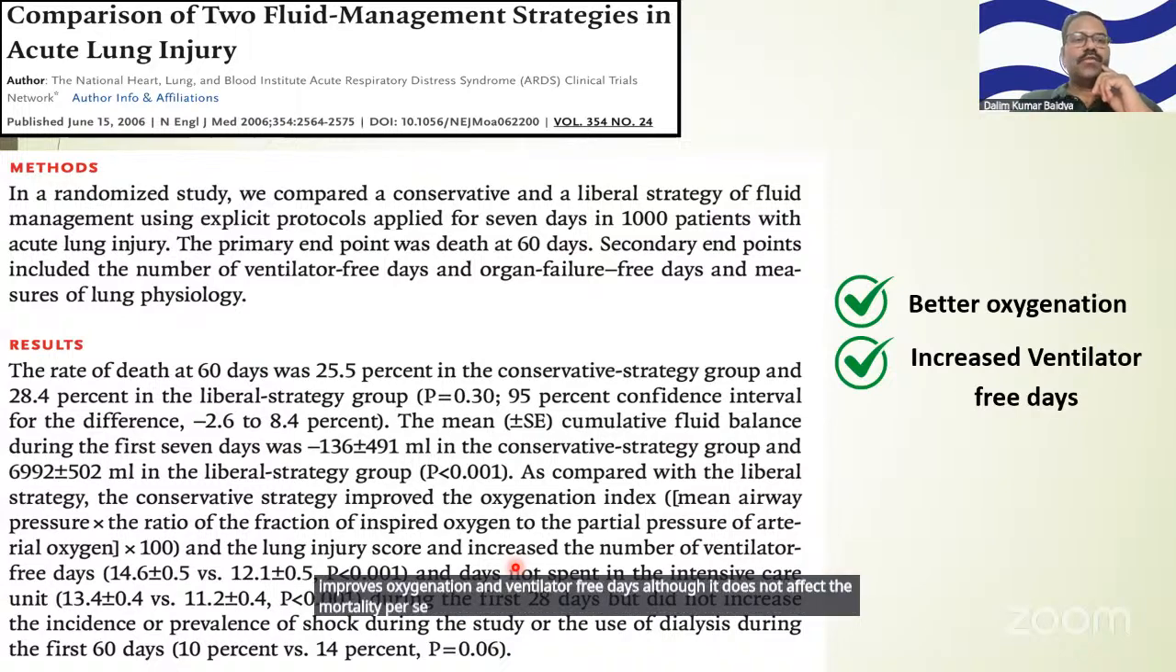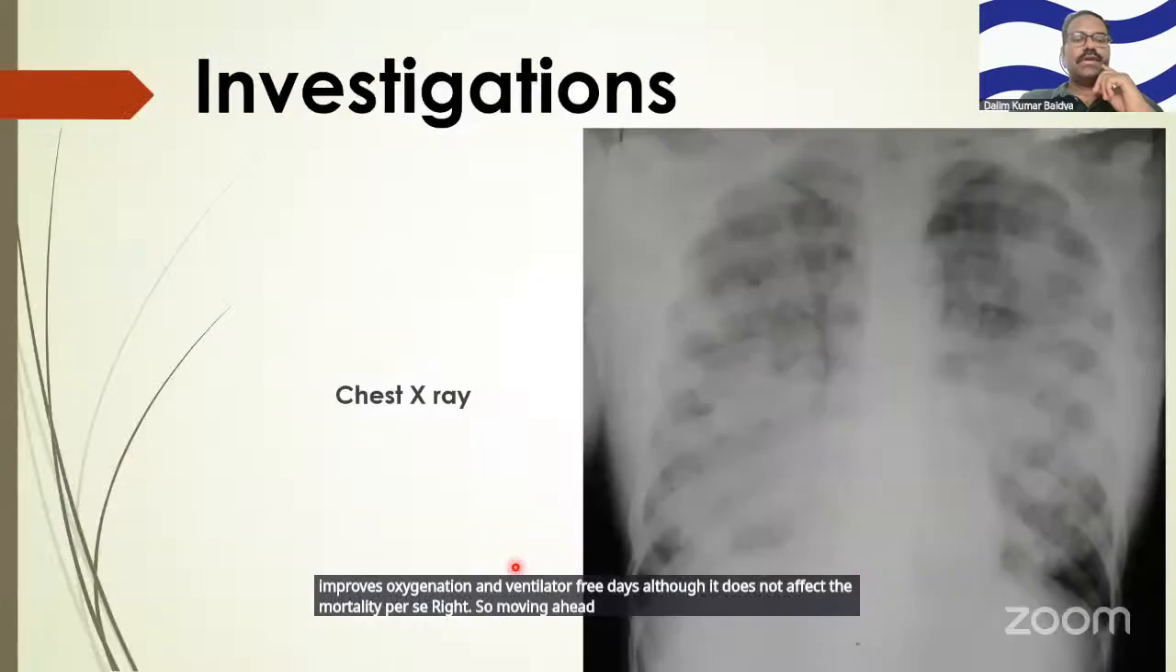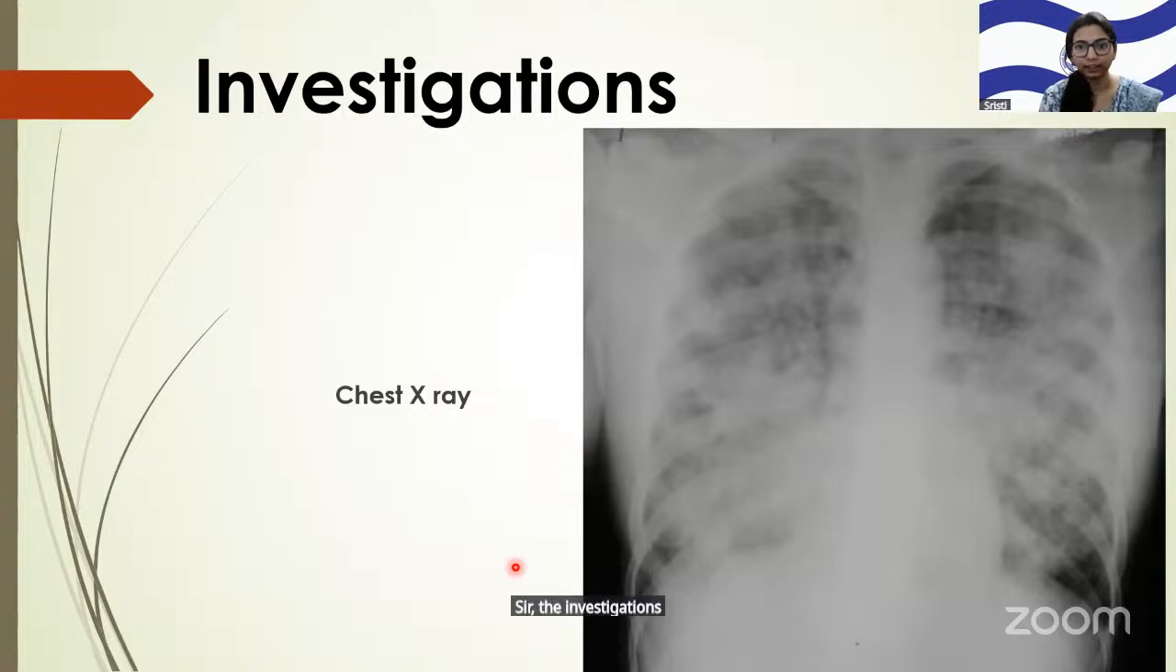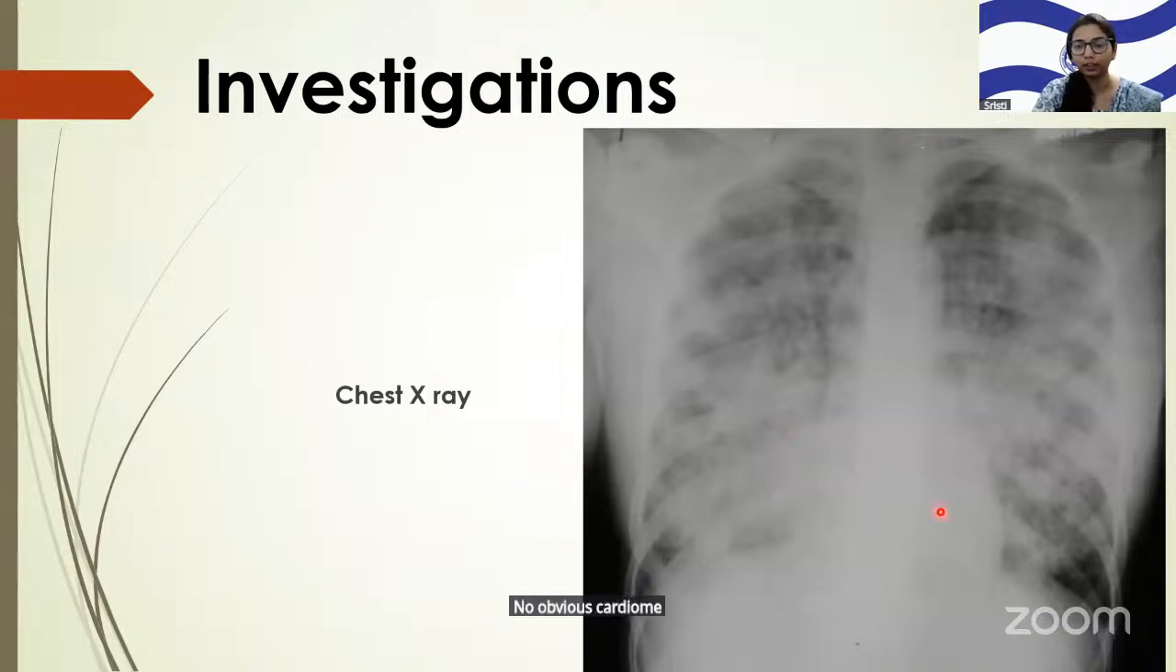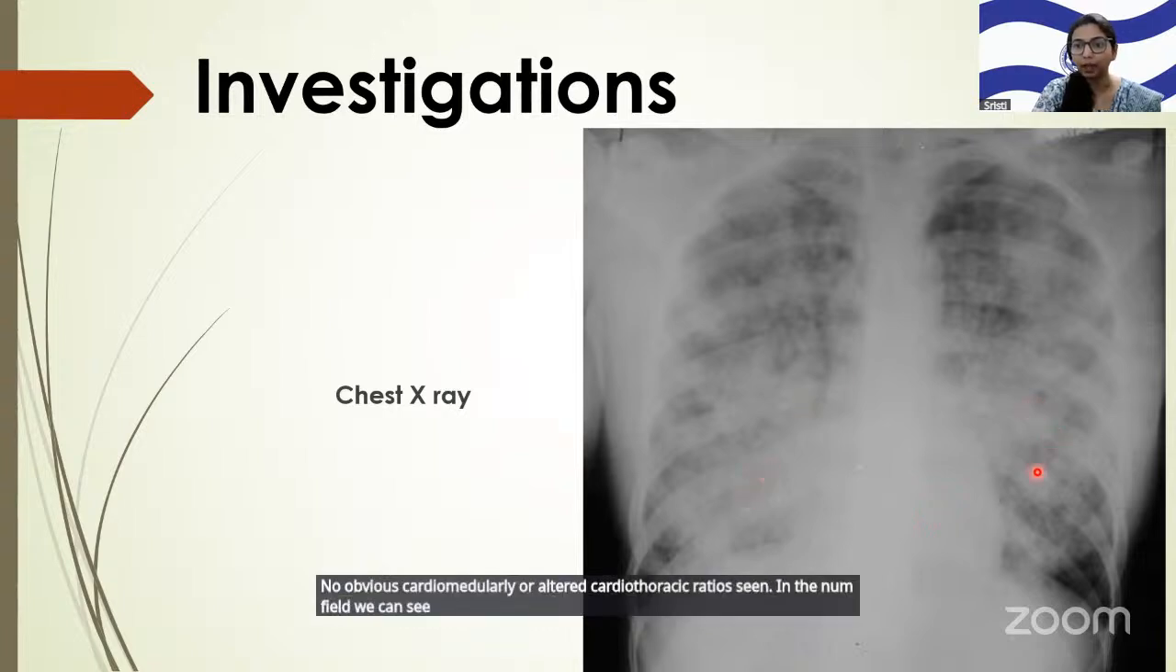Right. So moving ahead, what happens to the patient, Srishti? So for the investigations, we ordered a chest X-ray. Here we can see this is an AP view of chest X-ray, which is well centralized. Trachea is in central position with adequate exposure and no obvious bony or soft tissue abnormality seen. No obvious cardiomegaly or altered cardiothoracic ratio seen. In the lung fields, we can see bilateral patchy parenchymal infiltrates.